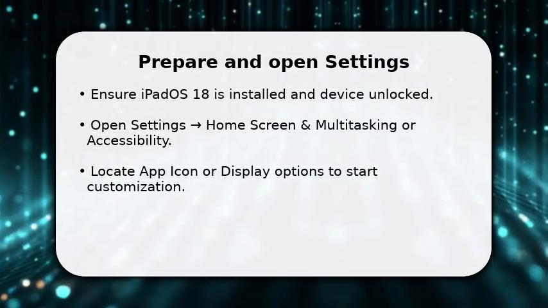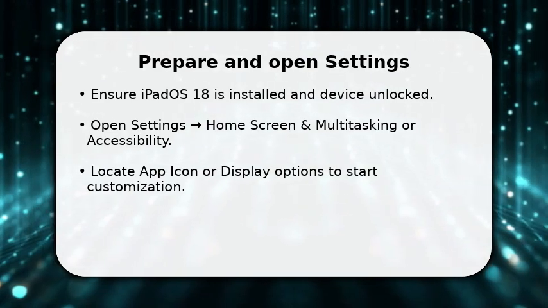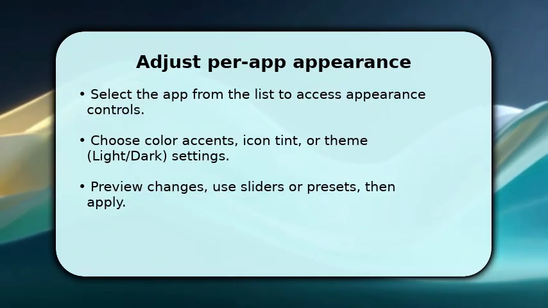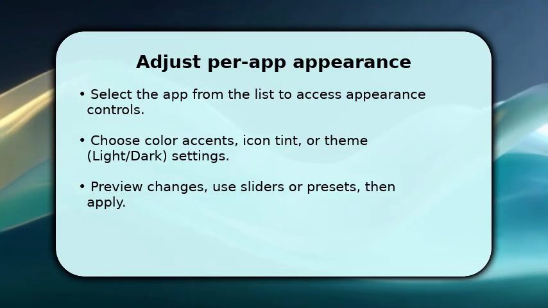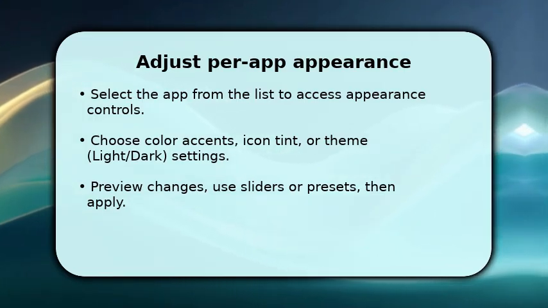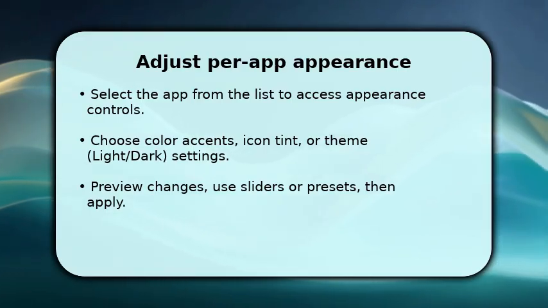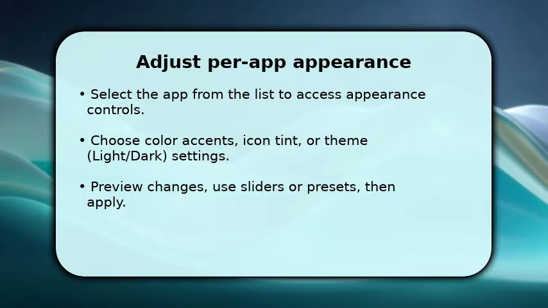Make sure you have the target app installed and visible on the home screen, so you can preview changes immediately. Now you'll select the specific app from the list to reveal its appearance controls. This is where the how matters. Choose color accents or icon tint and pick a theme such as light or dark to change perceived color. Sliders let you fine-tune saturation and contrast for readability.